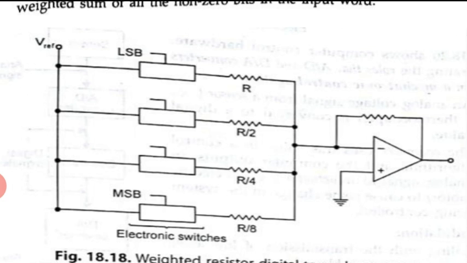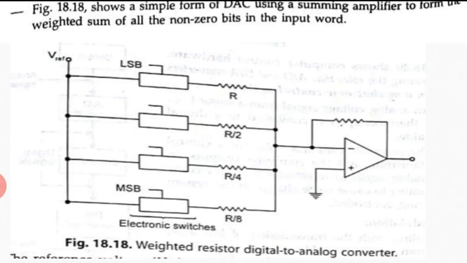Depending upon the V reference, it turns on. For example, with MSB 1000, the MSB turns on, and whatever voltage is there goes to the comparator. If the input is 101, the electronic switch for the MSB is on, and in between, the R by 4 will not activate because it is 0, and R by 2 will be activated. Like that, the input is given in digital form, and it is converted to analog form.